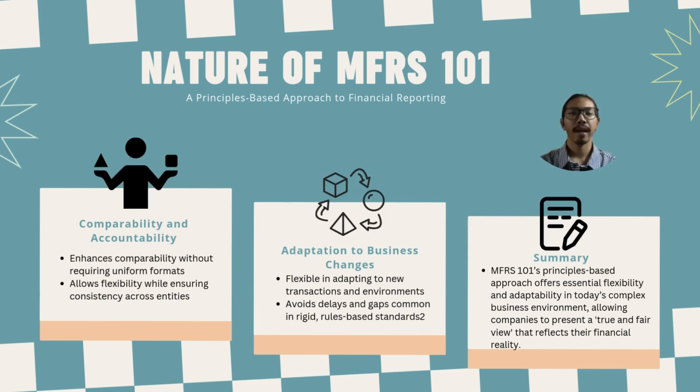Next, comparability and accountability. MFRS 101 requires key principles to ensure comparability across periods and entities, but allows variation in how information is presented. This adaptability is valuable for companies facing different regulatory or business requirements. Lastly, adaptation to changing business environments. MFRS 101's principle-based nature allows companies to apply broad guidelines to new types of transactions or financial tools without waiting for updates. In fast-evolving industries, this flexibility is essential.